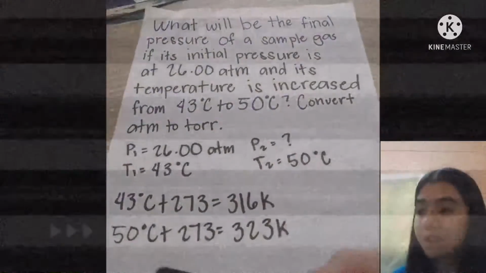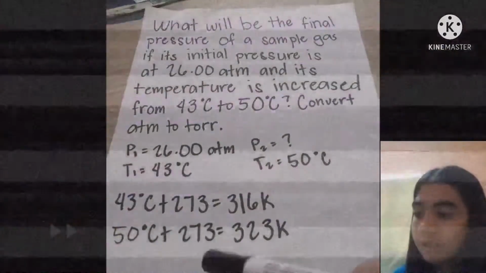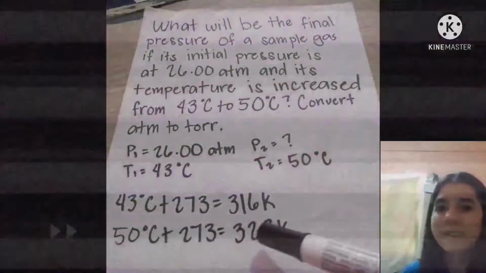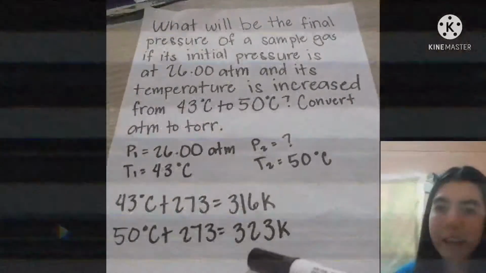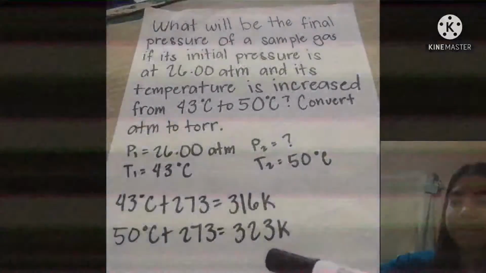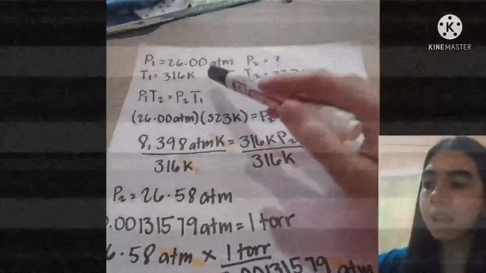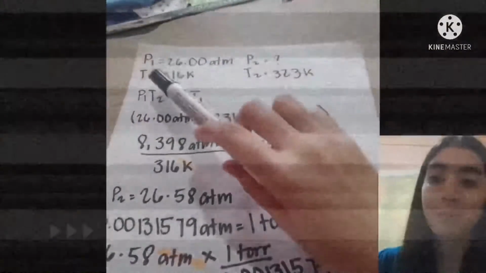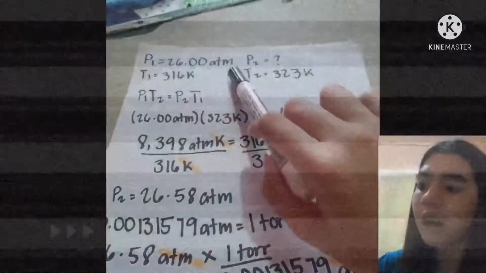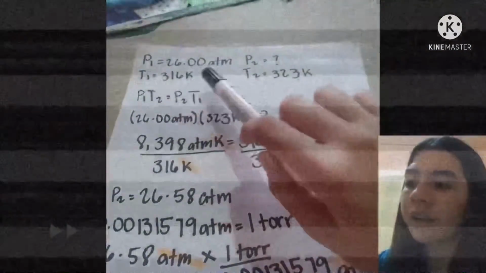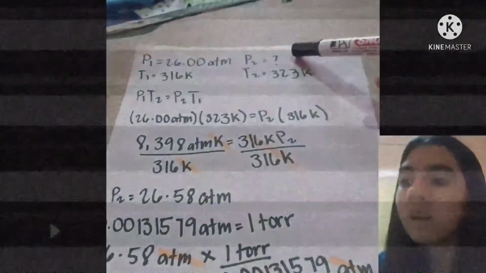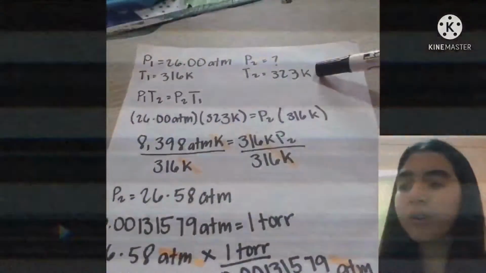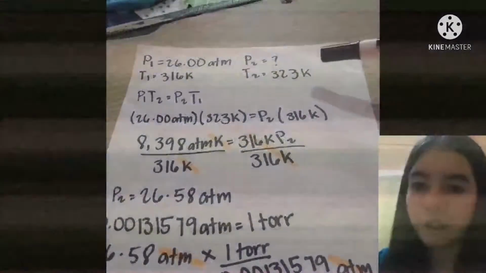Next, 50 degrees Celsius plus 273 is equals to 323 Kelvin. So, ito na yung given natin. Ang ating P1 ay 26.00 atm. Ang T1 ay 316 Kelvin. Yung P2 natin, nawawala pa rin. T2 is equals to 323 Kelvin.